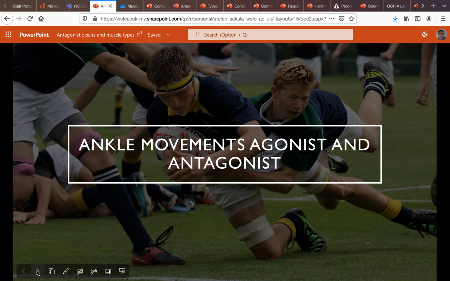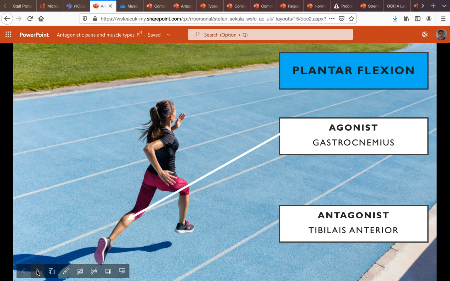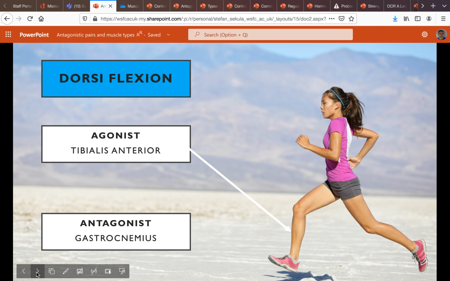Last joint, ankle movements, looking at the agonist and the antagonist. Plantar flexion, the agonist is gastrocnemius. You can see plantar flexion taking place at the ankle. You can see that the muscle here is clearly working under tension. So the agonist gastrocnemius, antagonist tibialis anterior. Dorsiflexion, agonist tibialis anterior, antagonist gastrocnemius.